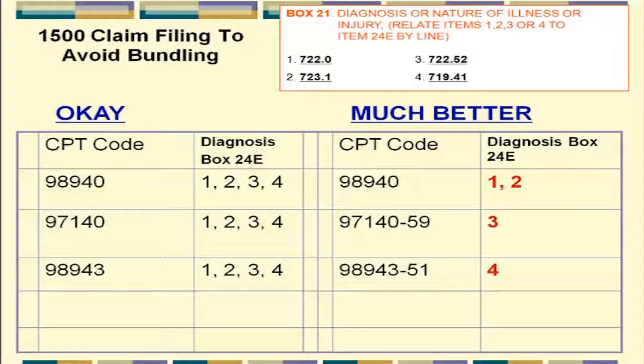Some insurance companies require you to use the 51 modifier on the extremity adjustment. If you are getting paid without the 51, don't start using it. Come on, we need to be logical here.